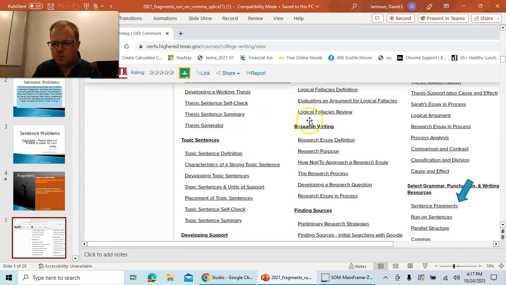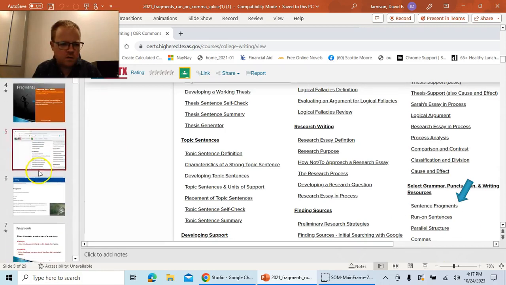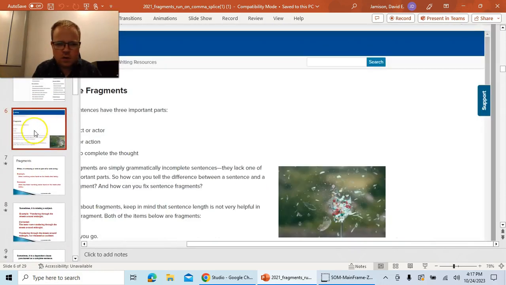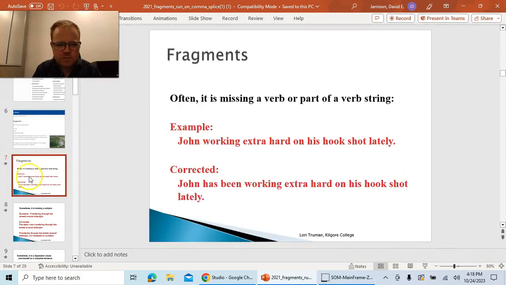If you want to look up sentence fragments in the OER, this is where you would find that, in the grammar section of the OER. Anyway, we're not going to need that though.